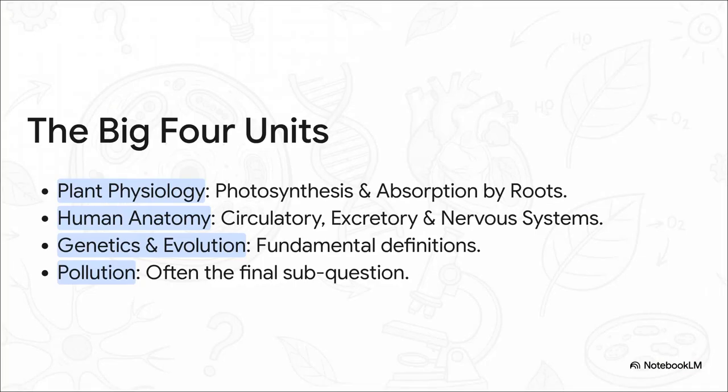And here they are, the big four. First up, plant physiology. Think photosynthesis, especially the light and dark phases, and absorption by roots. Then you've got human anatomy and physiology. They are obsessed with the circulatory, excretory, and nervous systems. For genetics, it's usually just the basic fundamental definitions. And you can almost bet on it. The last little part of the question, it's going to touch on pollution, often with a nod to Swachh Bharat.